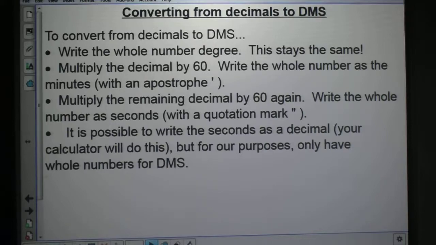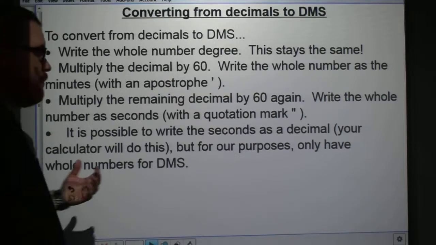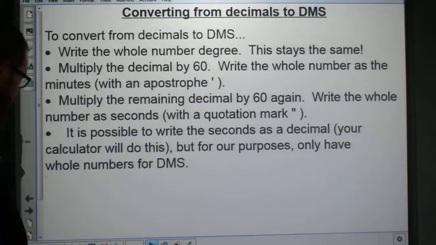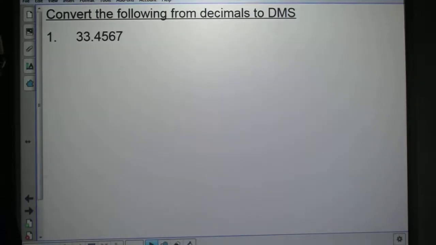To convert decimals to degrees, minutes, and seconds, since there's 60 seconds in a minute and 60 minutes in an hour, or in this case a degree, we're going to multiply the decimal by 60. And we're going to write the whole number as the minutes, then we're going to multiply by 60 again and write the whole number as seconds. You could also have a decimal number of seconds, but for our purposes, we're going to round to the nearest second. So, let's try this.